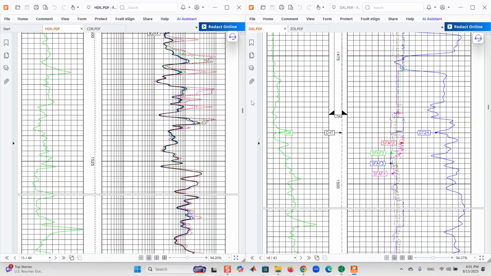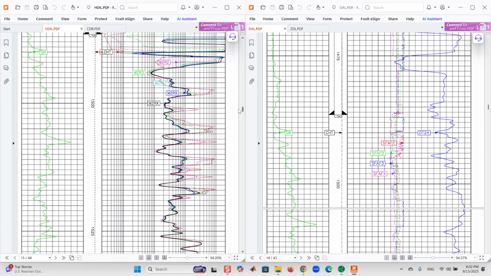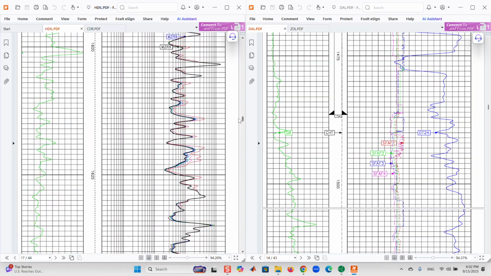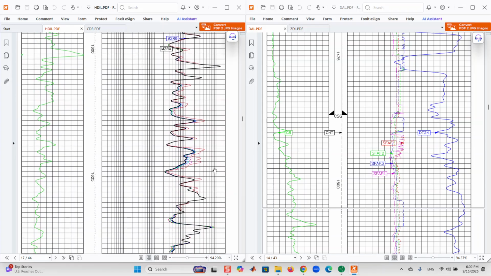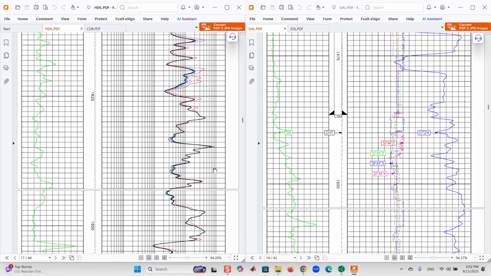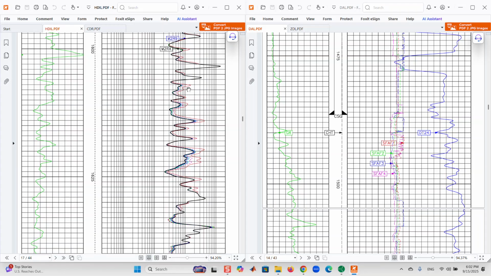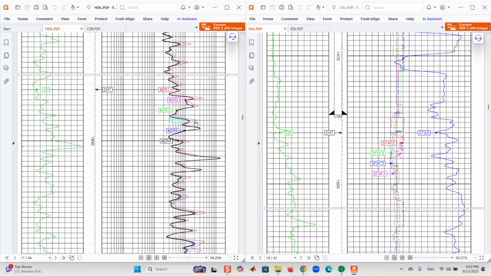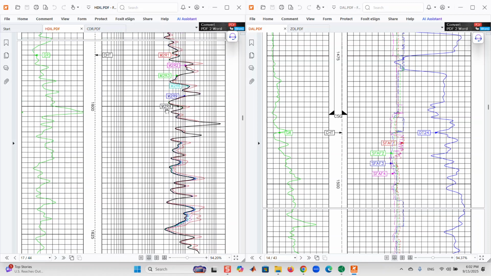As a result, M2R1, which has the lowest depth of investigation, shows the highest readings in this well in most intervals. But there are some exceptions in some intervals. It may be due to several conditions. And M2RX shows the lowest readings.